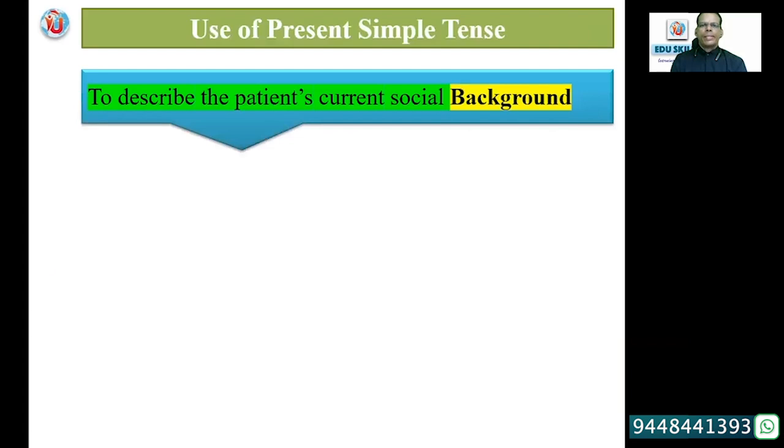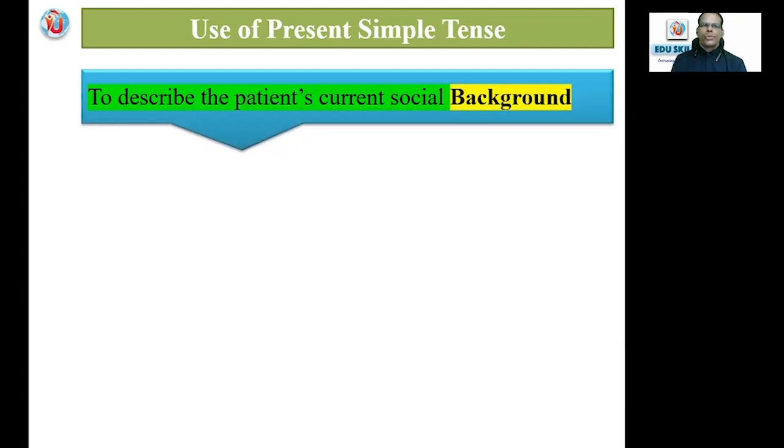Again, to describe the patient's current social background, I have put B in capital because I am assuming that you have ISBAR in place. The background B is capitalized because I want to highlight that we presume ISBAR. So to describe the patient's current social background, you have to use the simple present tense. If you know ISBAR, you can clearly distinguish the background.